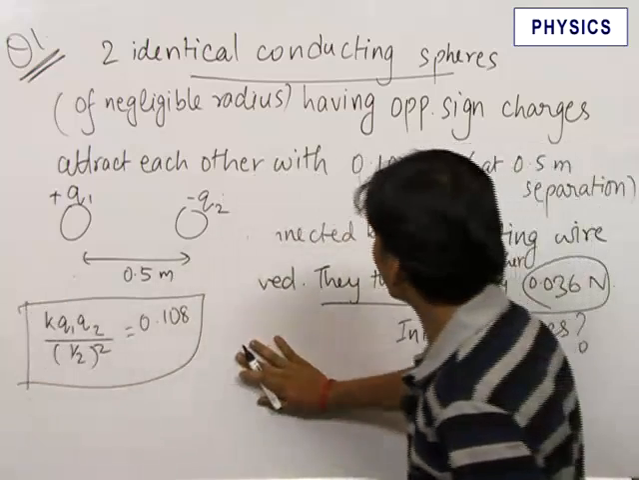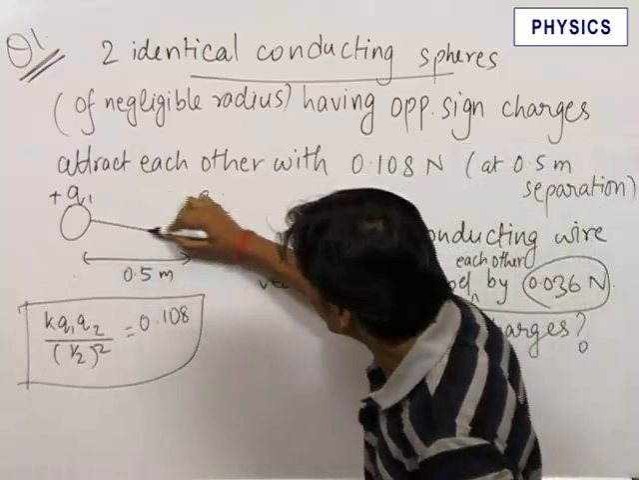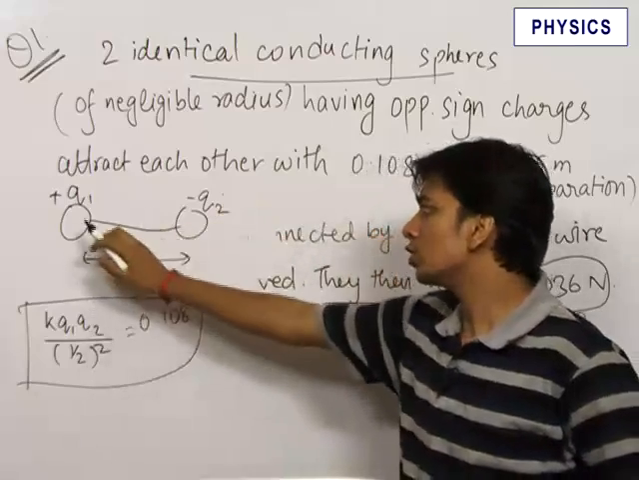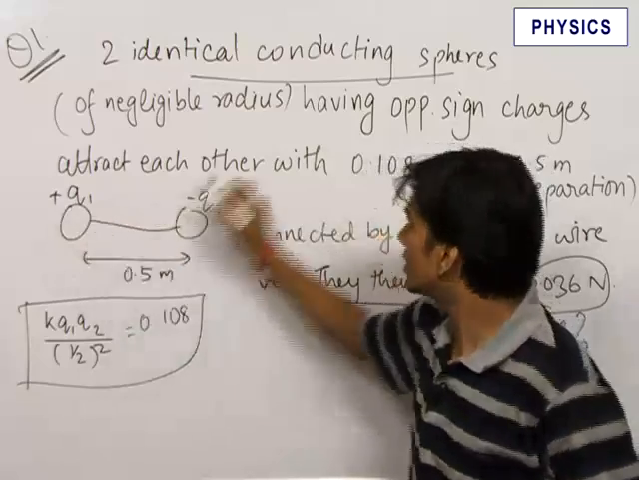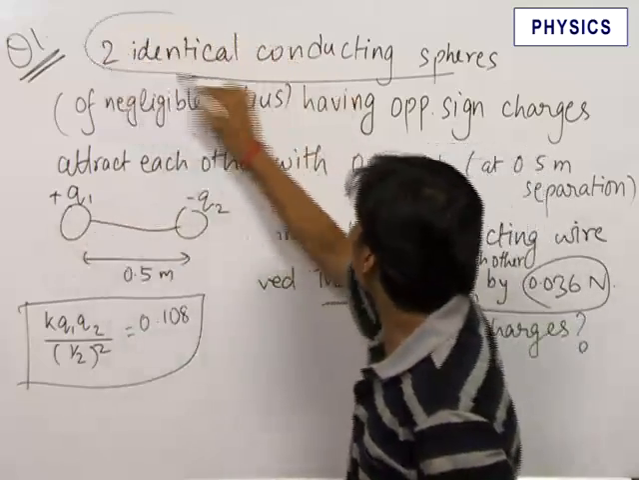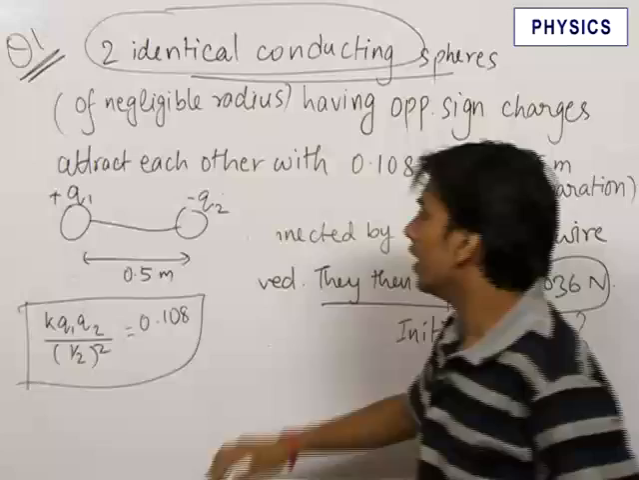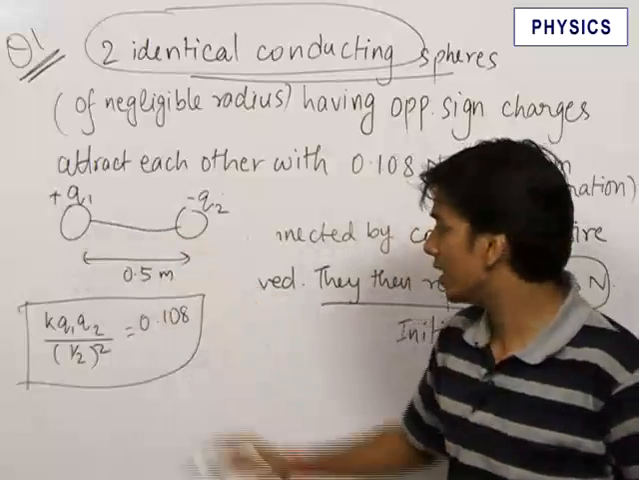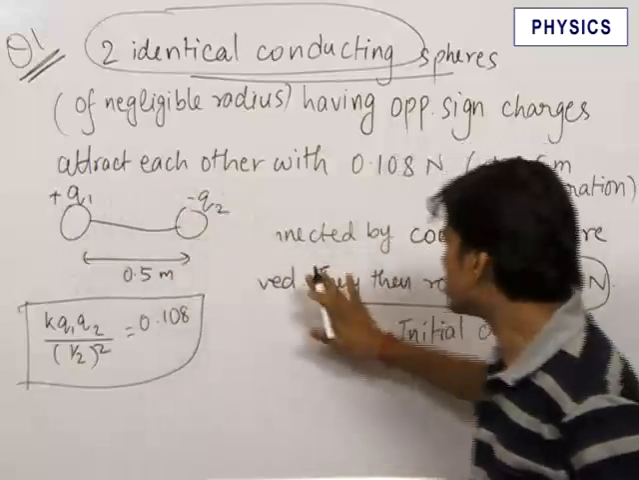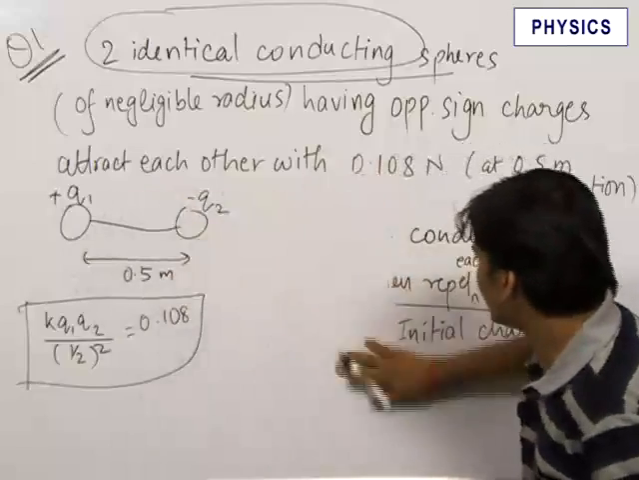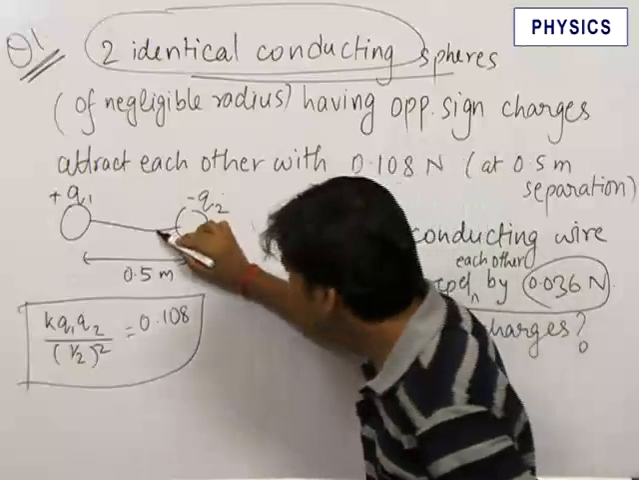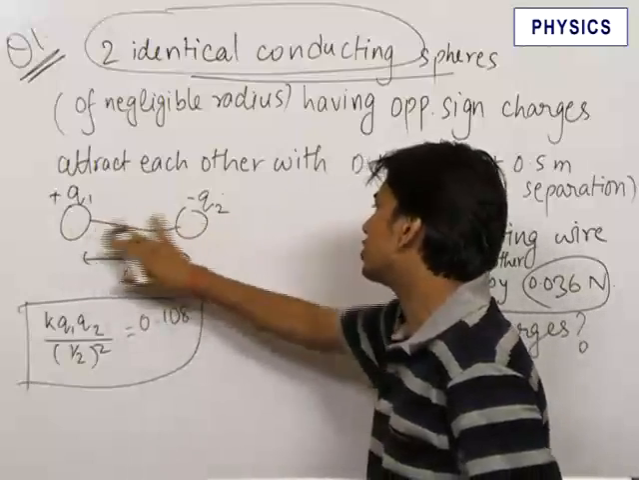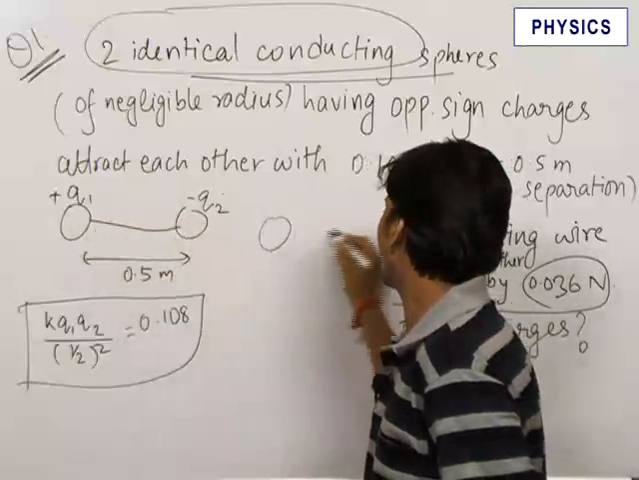Now what happens when we connect these two by a conducting wire? We know that a conducting wire has a lot of free electrons, so there will be a transfer of electrons. So since these two spheres are identical and conducting, therefore the final charge on both the spheres will be same, because there is no bias. Therefore by symmetry, since these two spheres are identical conducting spheres and connected by a conducting wire, charge transfer can take place, and therefore the final charge on both the spheres will be same.